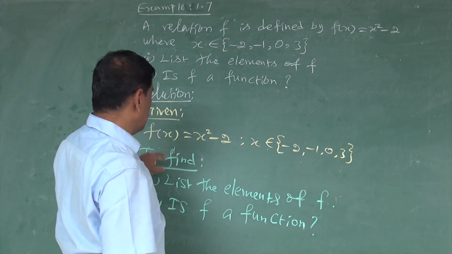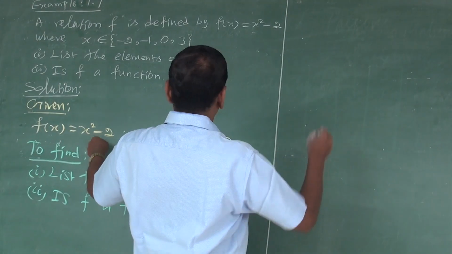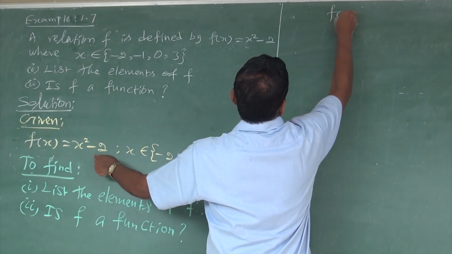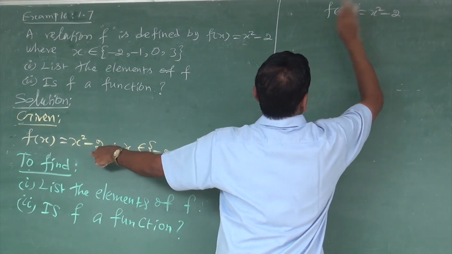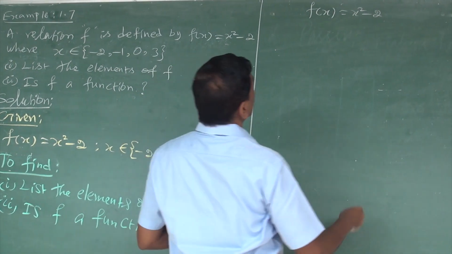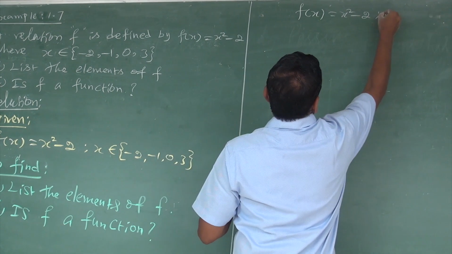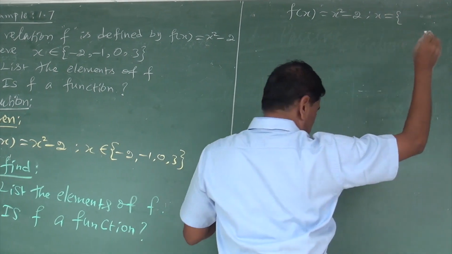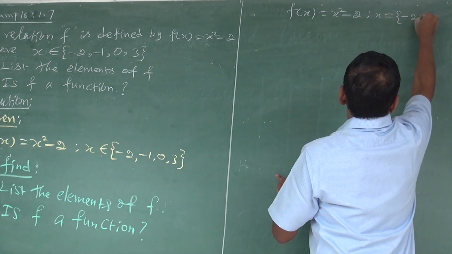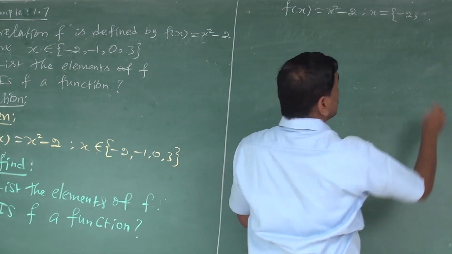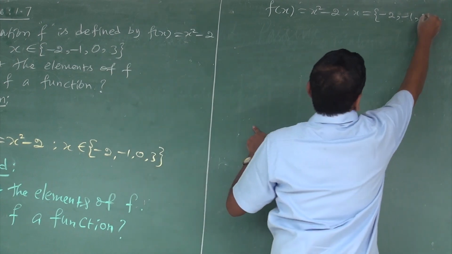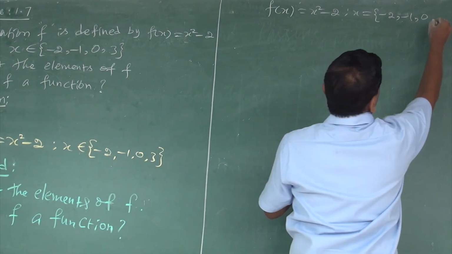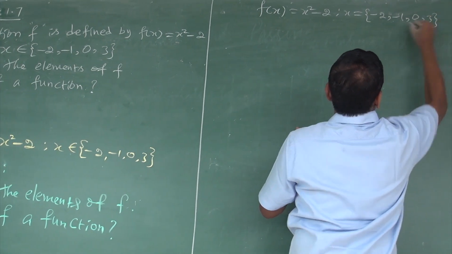Okay, given to find. Now take f of x. f of x is equal to x square minus 2. f of x is given, and where x can take the values minus 2 comma next minus 1 comma next 0 comma next 3.